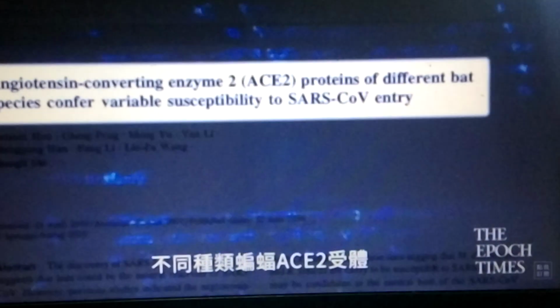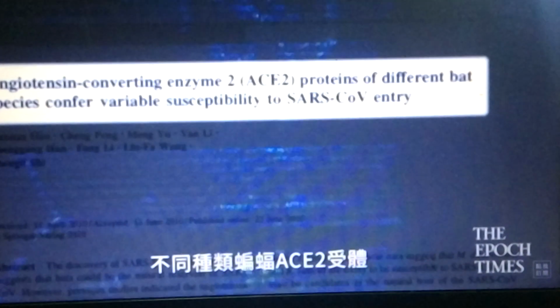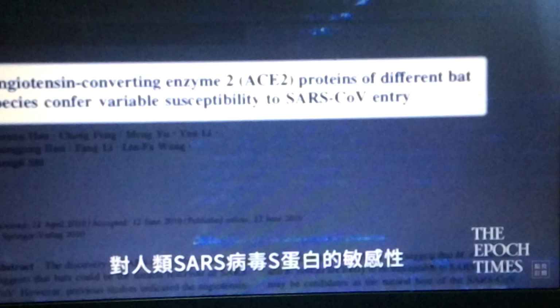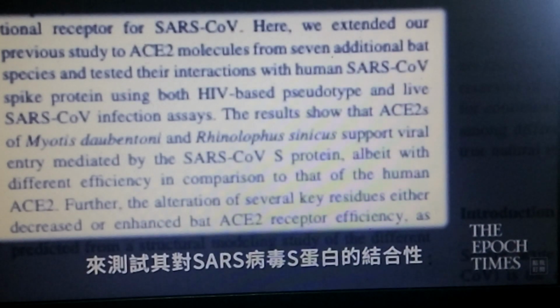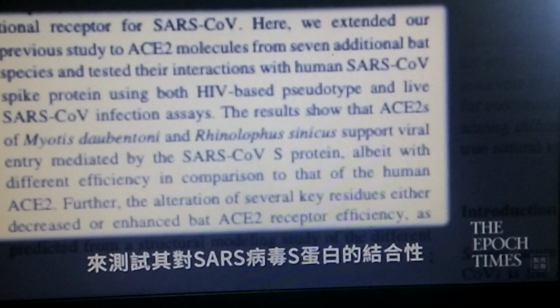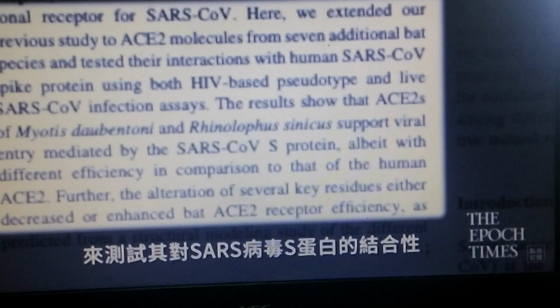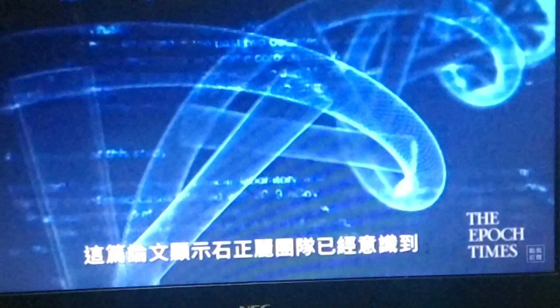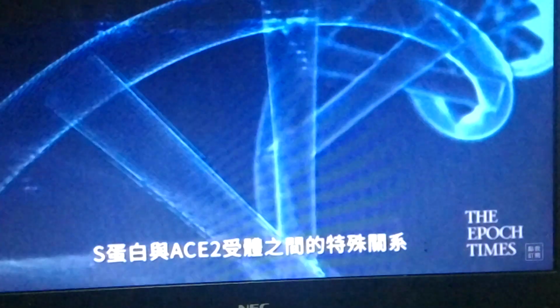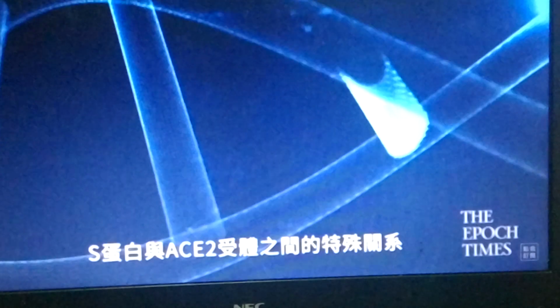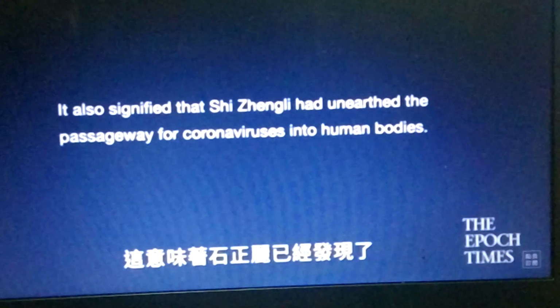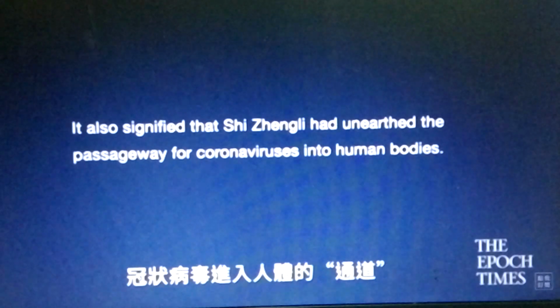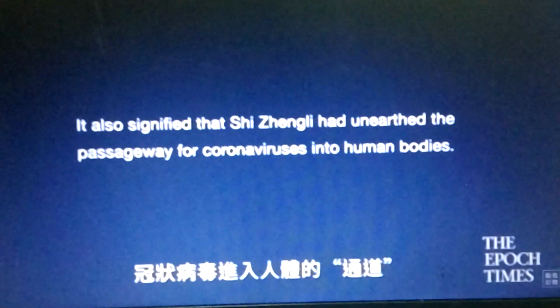It describes research to understand the susceptibility of angiotensin converting enzyme 2 (ACE2) proteins of different bat species to the S protein of the SARS virus. In the experiments, they also modified key amino acid conjugates to mutate the bat's ACE2 to examine compatibility with the SARS S protein. This paper demonstrated their awareness of the special relationship between the S protein and the ACE2 receptor. It also signified that Shi had unearthed the passageway for coronaviruses into human bodies.